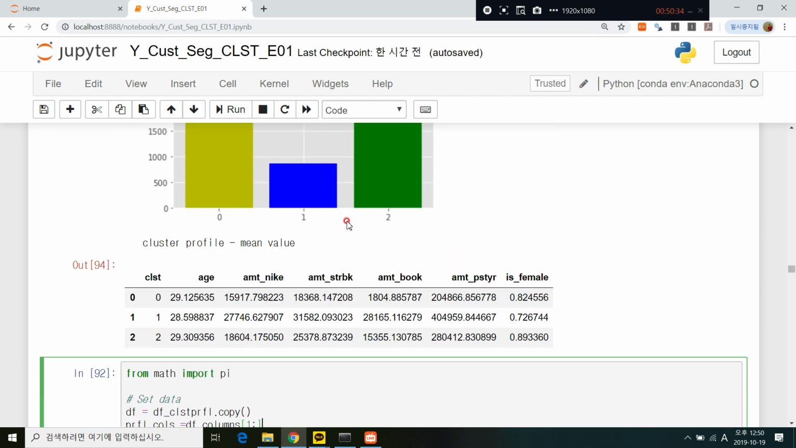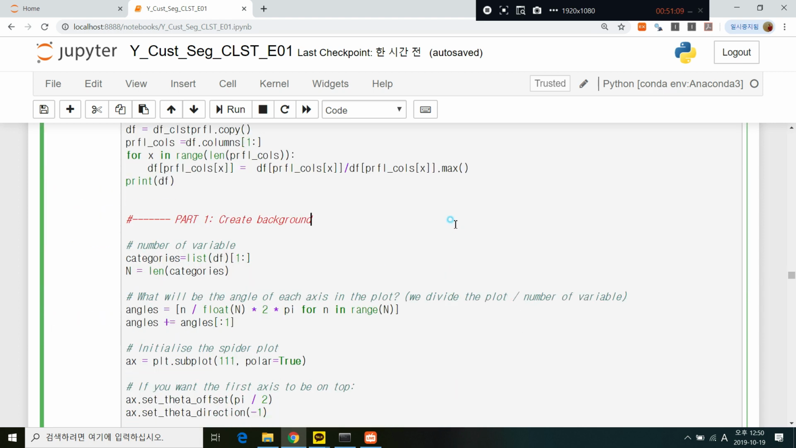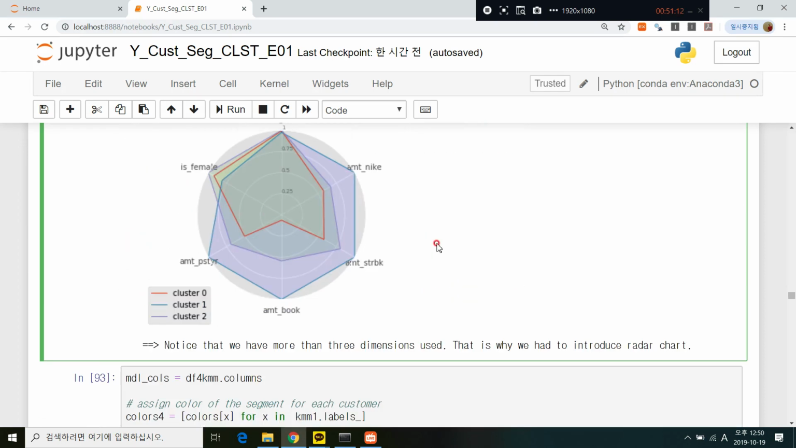The problem is we already prepared the profile table, but we have 1, 2, 3, 4, 5, 6 different features, dimensions. As a human, you feel some difficulty comparing these different dimensions at the same time, because you have 6 dimensions. That is why we draw a chart like this.